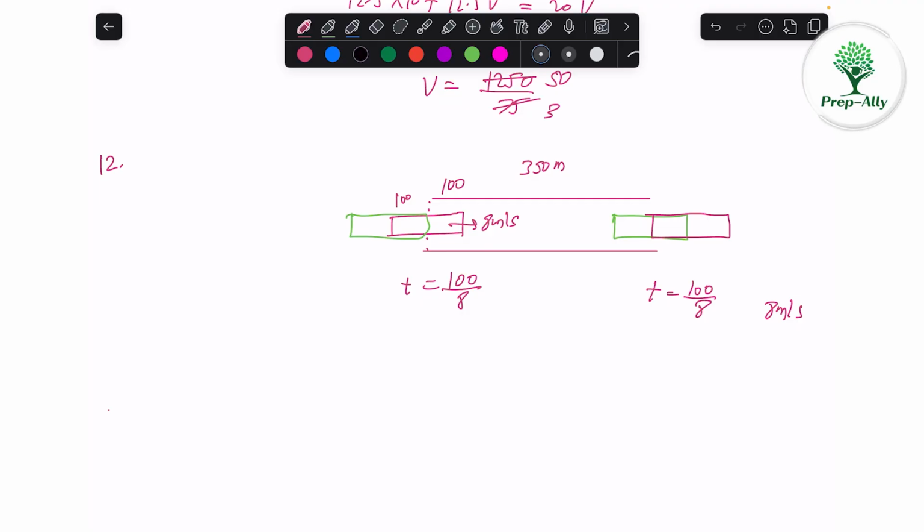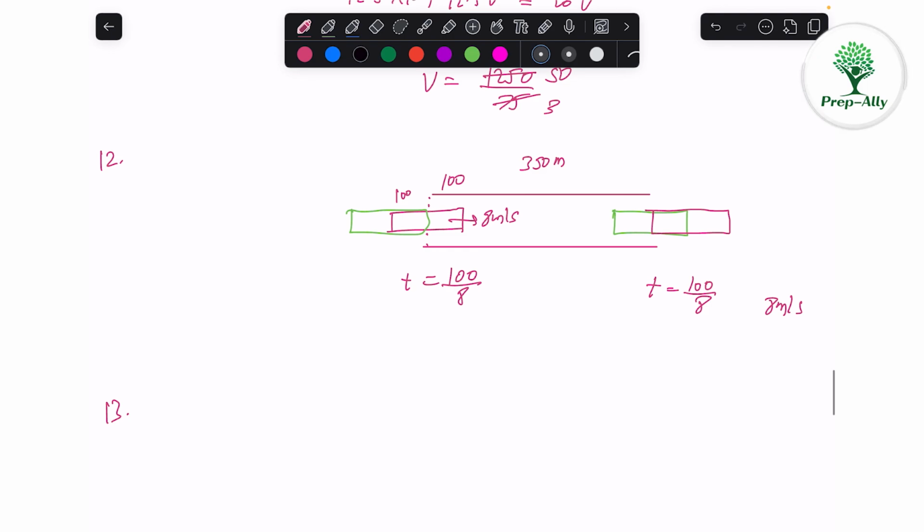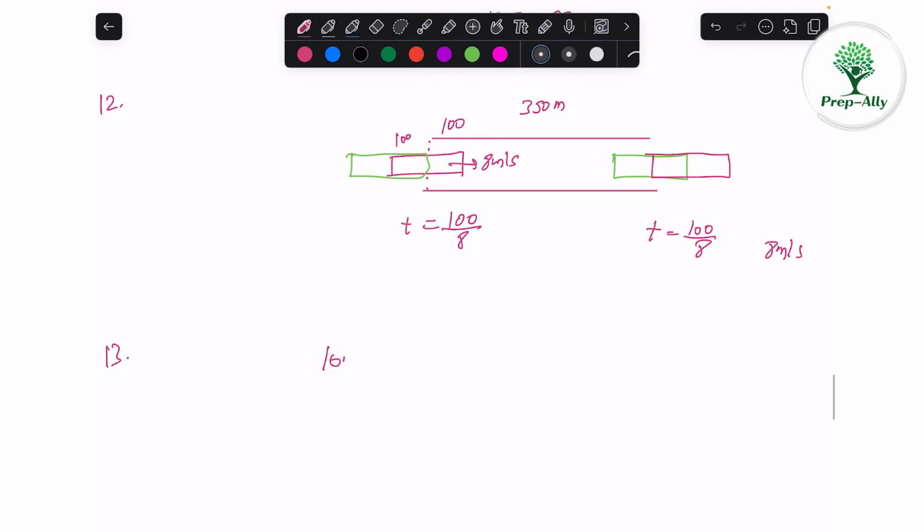Okay, so actually in the 13th question, we will do the 13th question here. The 13th question says, for what duration of time is the speed of the train 8 meters per second? For this duration, 100 by 8 plus 100 by 8, which is actually 200 by 8. So 100 by 4 is equal to 25 seconds. So the 13th, C option is correct.